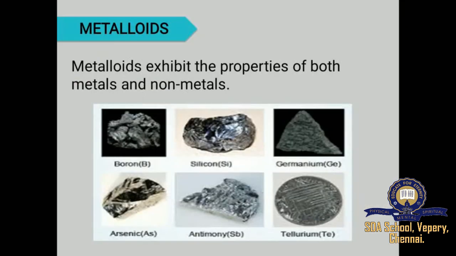Next is metalloids. Metalloids exhibit the properties of both metals as well as non-metals. Examples: boron, silicon, germanium, arsenic, antimony, tellurium. So these are examples of metalloids.